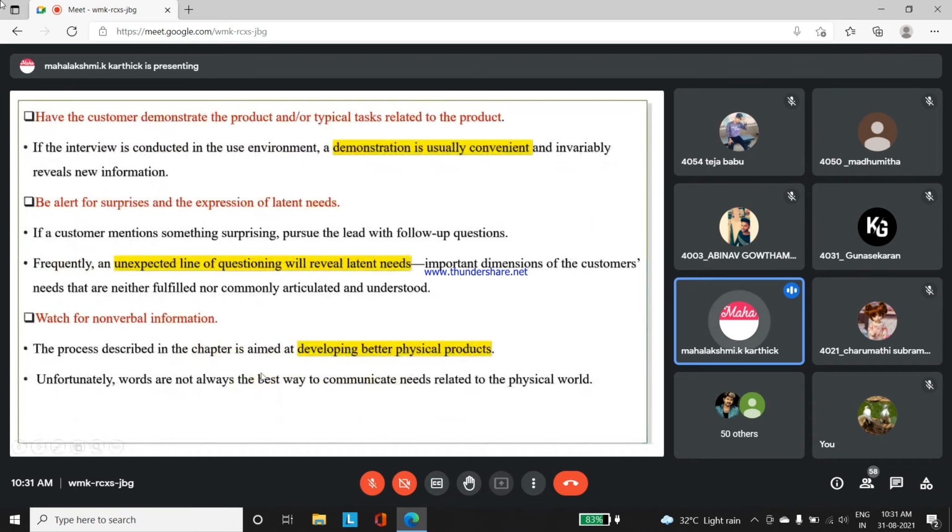And last few points: have the customer demonstrate the product, typically a task related to the product. Do some demonstration session, and reveal the information the customer needs from your product. Show some practical session. If the interview is conducted in the use environment, or when you talk to customers, you show a demo session of your product where the designing and engineering technique used is satisfying to the customer. That reveals some new information which is not present in the existing product. Be alert for surprises and expressions of latent needs.